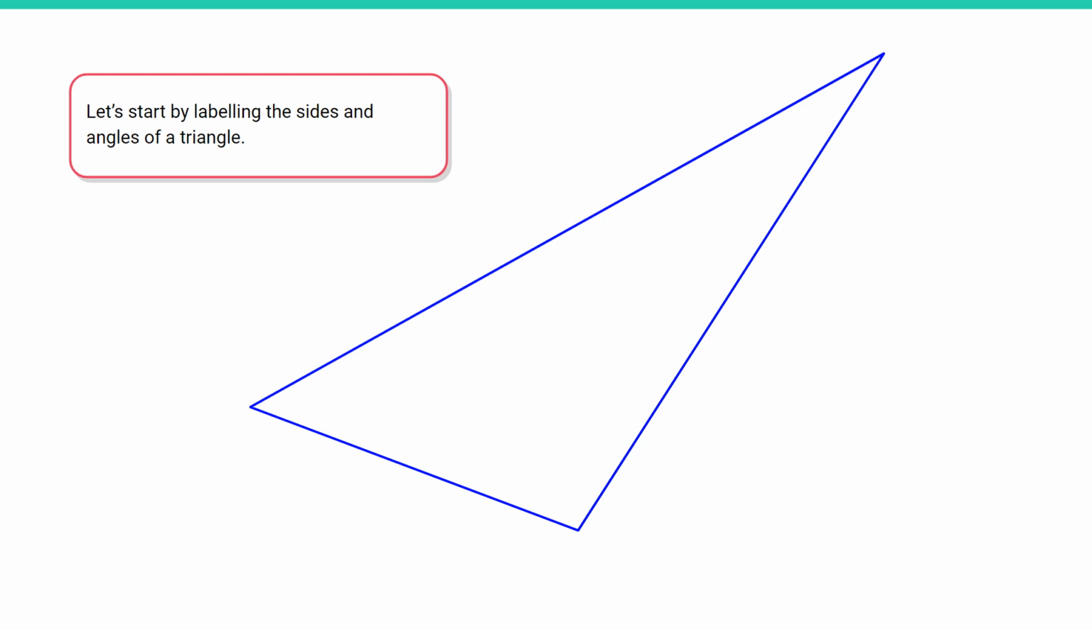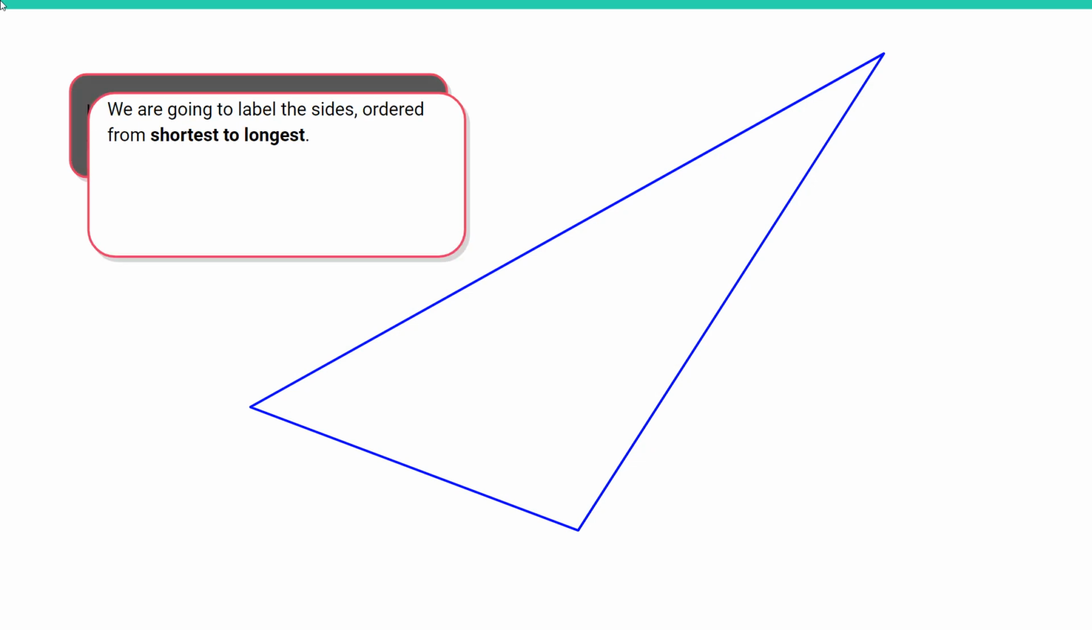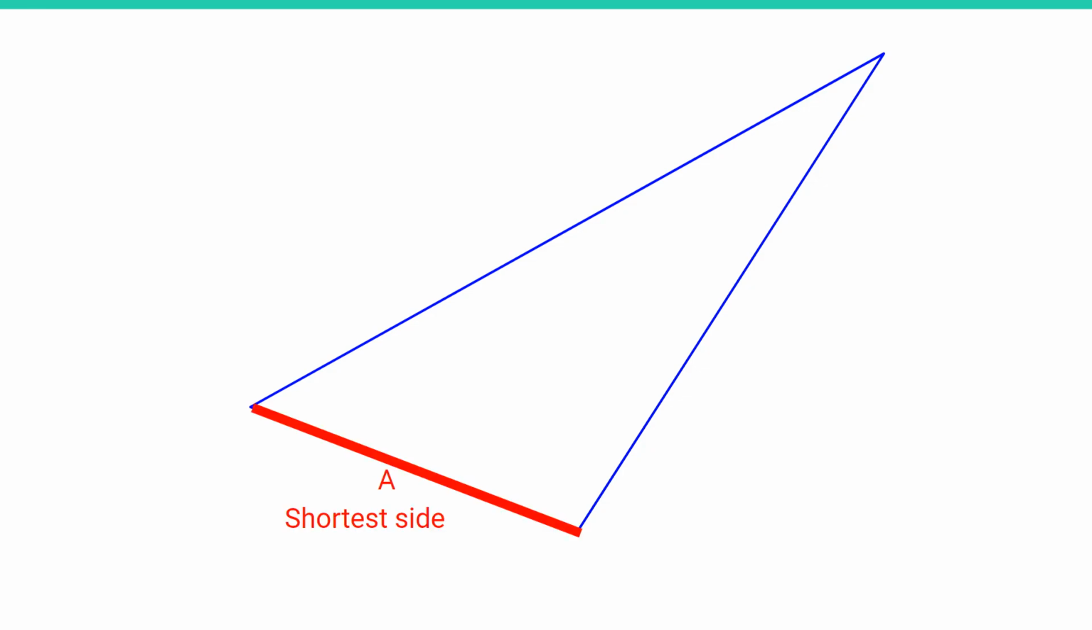So let's start by labeling the sides and angles of a triangle. We're going to label the sides and order them from shortest to longest. So if we are comparing two exactly the same triangles, the shortest side will always be the same, the longest side will always be the same, and the second shortest side would always be the same. So let's find our shortest side, and we're going to call this side A. And it's important to note that A is always going to be associated with the shortest side. We're not just going to randomly pick a side and call it A. The side A will always be tied with the shortest side.